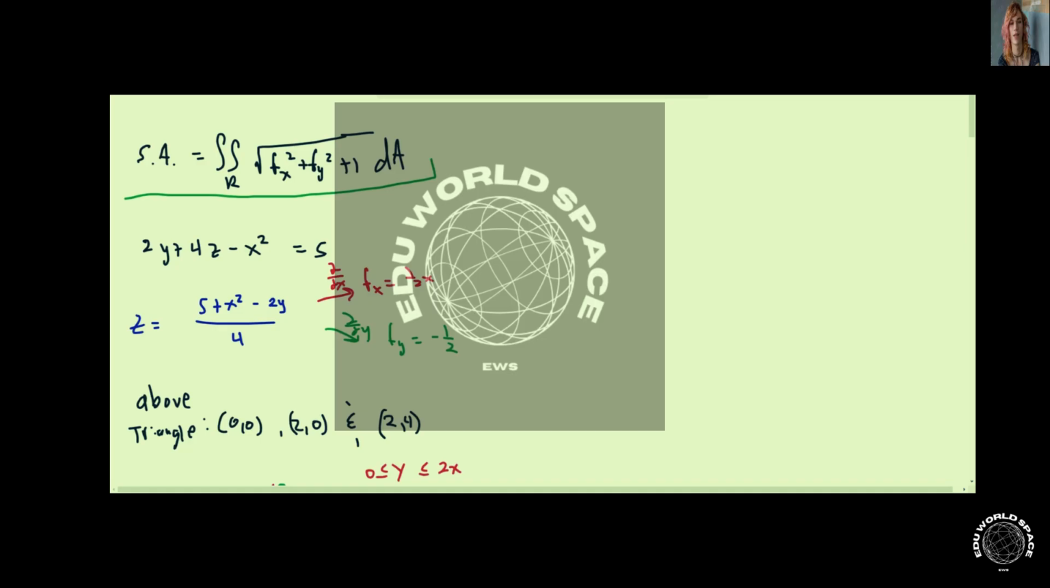So let me erase this here. So this would go from 0 to 2, 0 to 2x, and then we just square those. So we square the partial with respect to x, which would give us 1/4 x squared. f_y squared is going to just be 1/4. And then we still have that 1 floating around. And then we have dy dx.